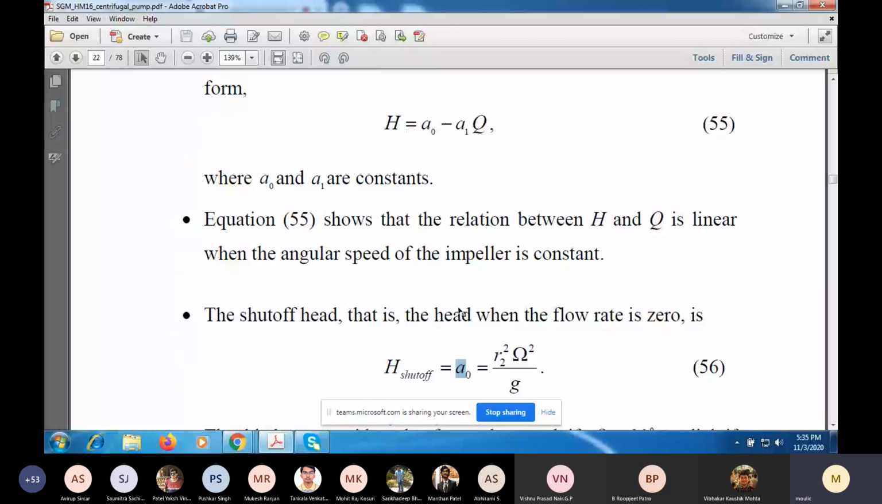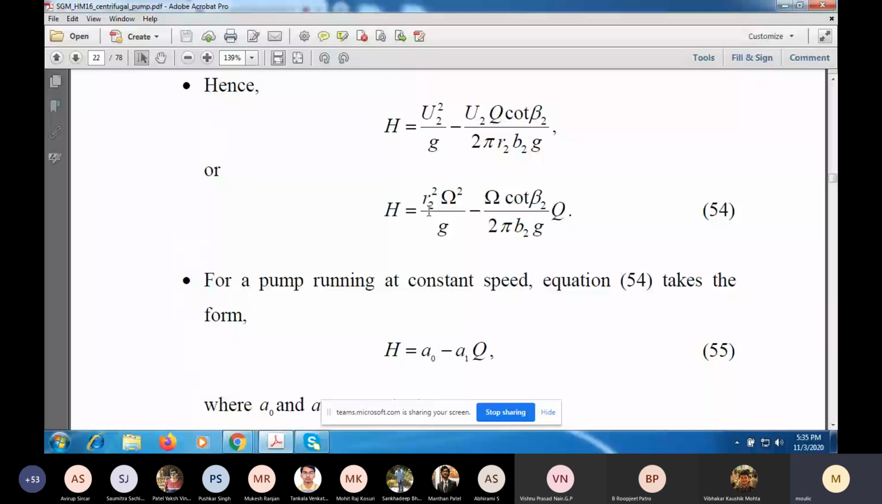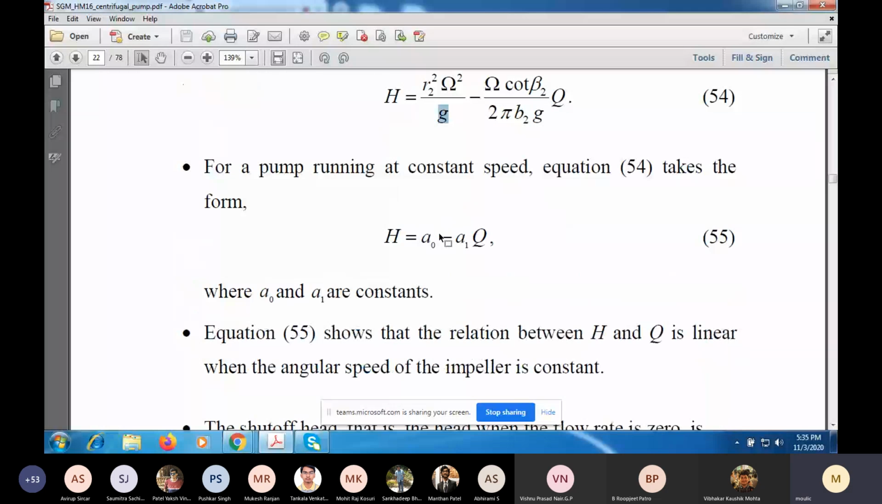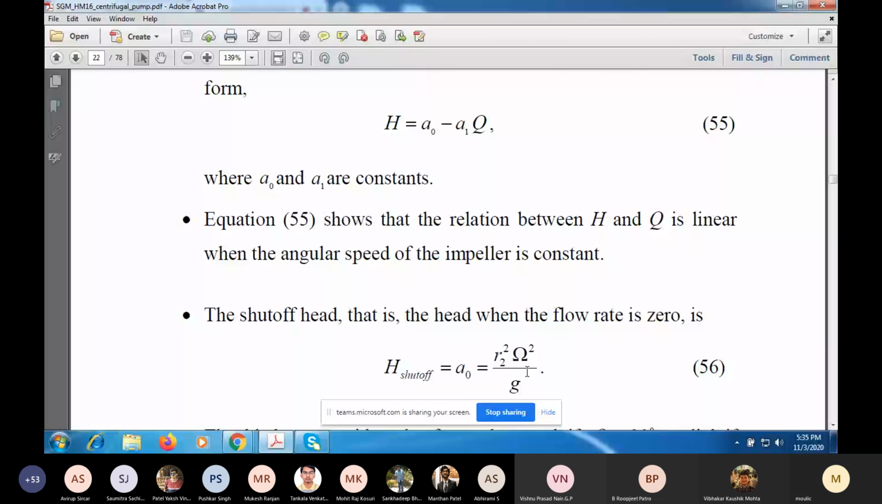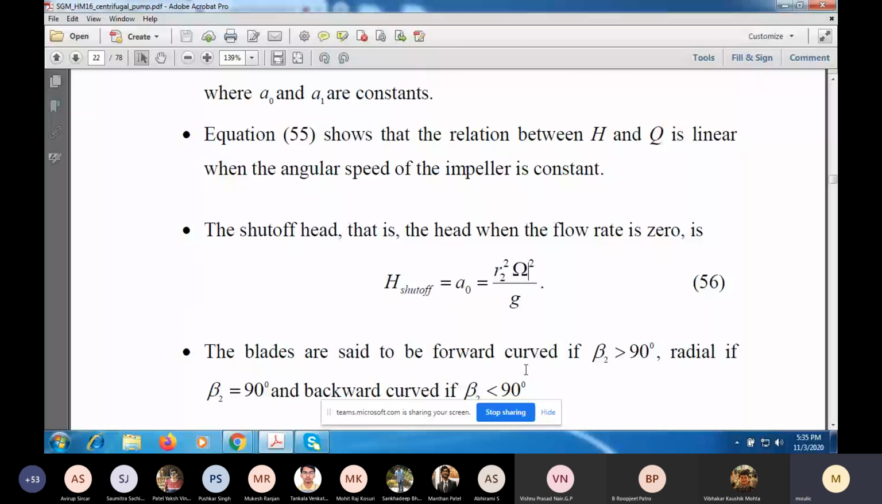Okay. Now when Q is 0, there will be a head produced, which is simply a0, and a0 is simply r2 square omega square by g. So in this case, the liquid inside the pump will be just churned, swirled, and there will be a measurable pressure difference between the inlet of the pump and the outlet. But if I close the delivery valve, there will be no flow in the discharge tube. There is no flow in the inlet or suction tube, but the whole pump is immersed in water. There is water inside the pump, it will just rotate, and you'll get a head which is called the shutoff head.